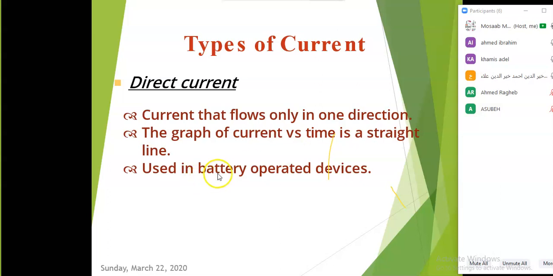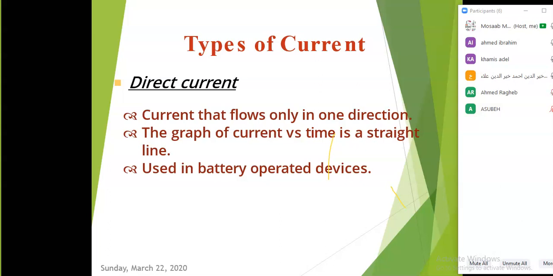It was also used in battery operated devices. Any device which uses a battery depends on direct current. So if I'm going to ask you a question, which device in your home uses direct current? Anyone knows? Anything with batteries uses direct current. Charger. Anything. Batteries.